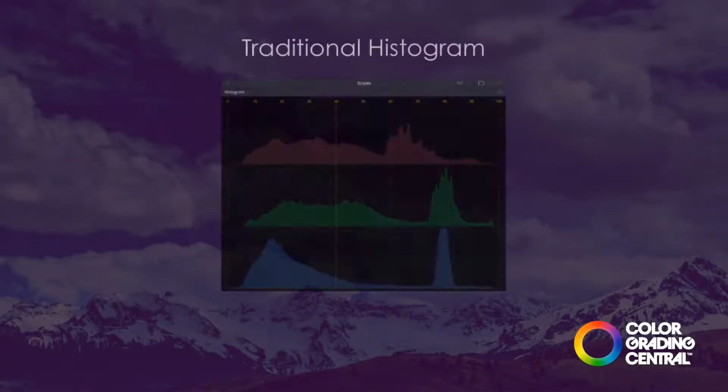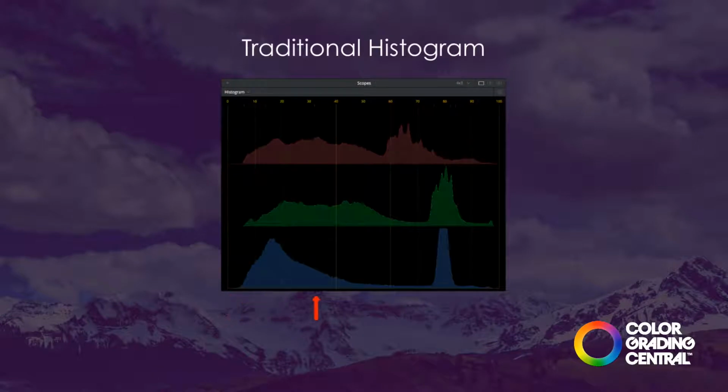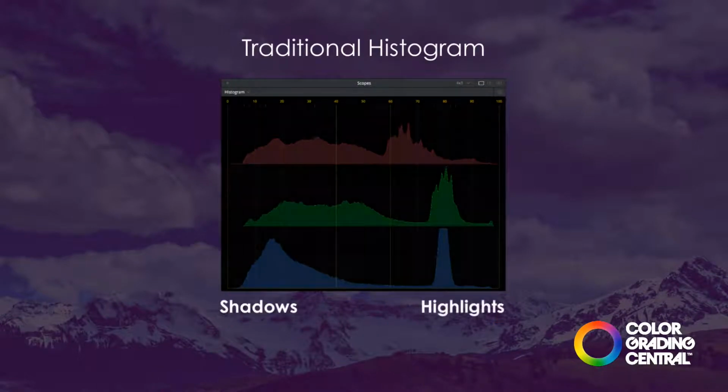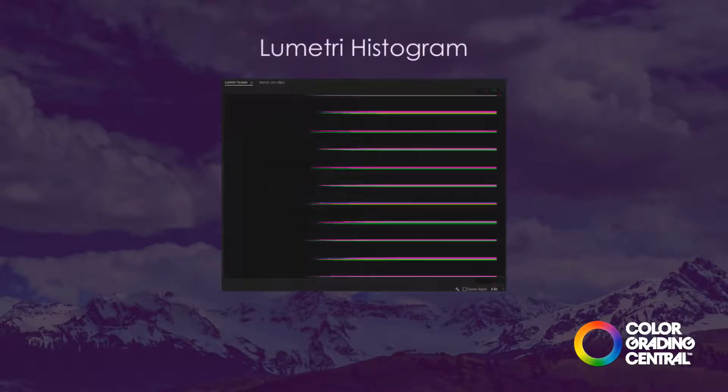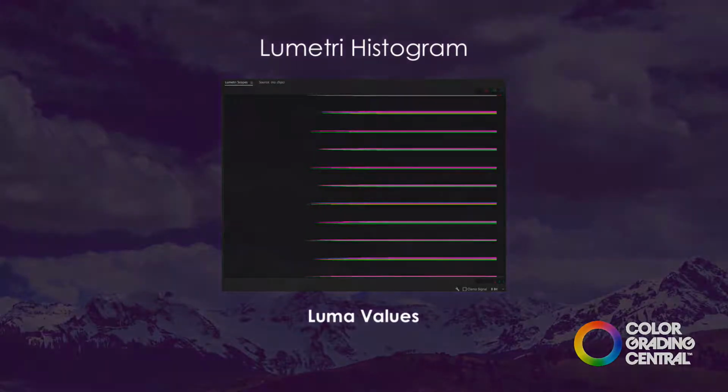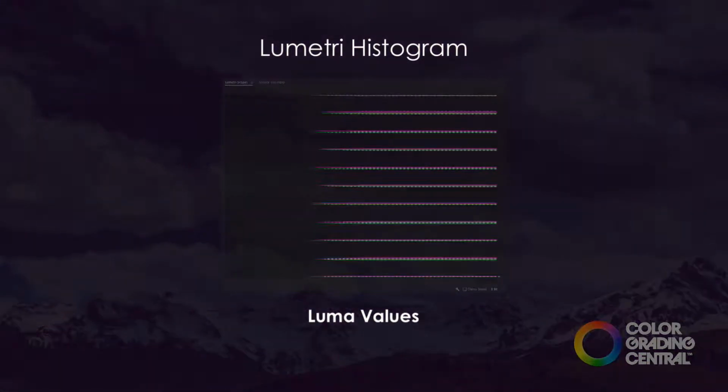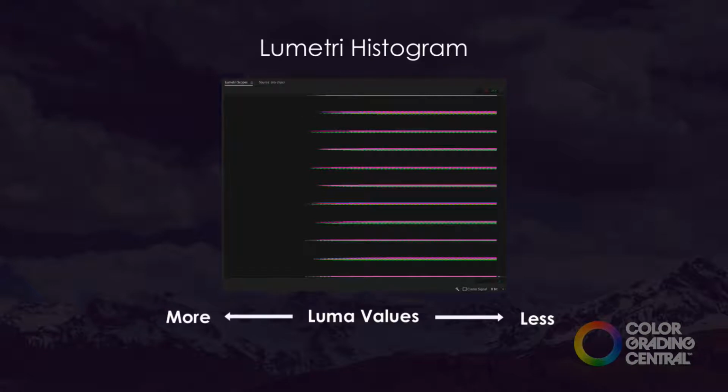Traditionally, you've probably seen histograms as being read from left to right, with the shadows at the left and the highlights on the right. However, in the Lumetri histogram, it reads from the bottom to top, with the shadows or pure black at the bottom and the highlights or pure white at the top. The luma values of the red, green, and blue channels are read as though the pixels are linked to each other from left to right, with the least amount of luma represented in the trace on the right and the greatest amount of luma on the left.